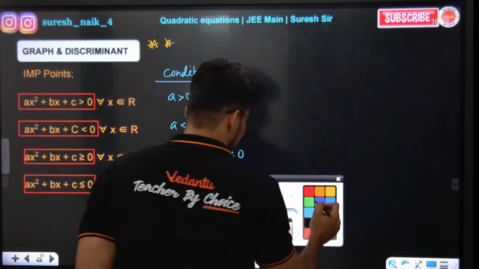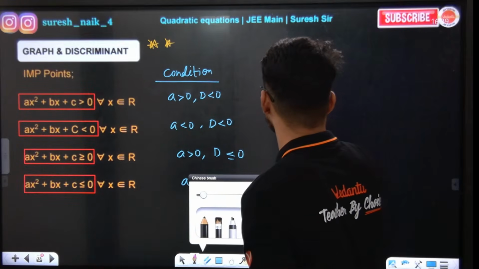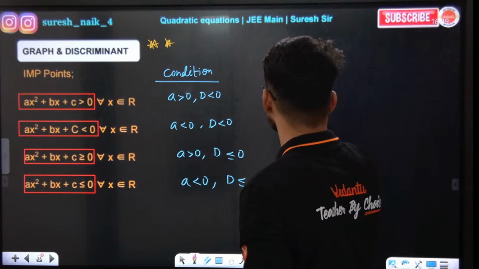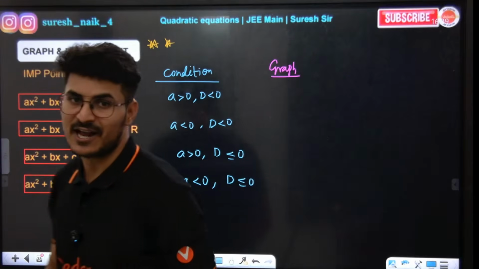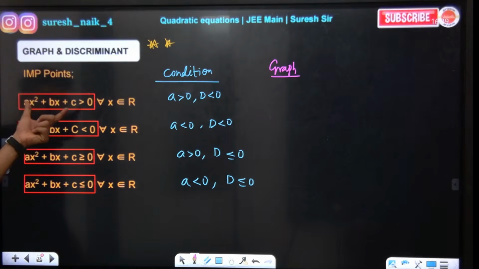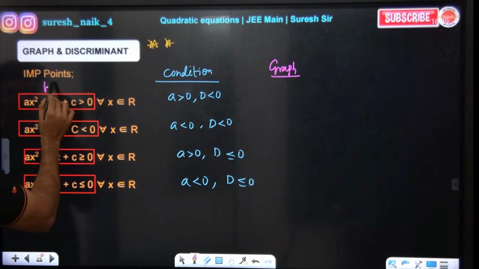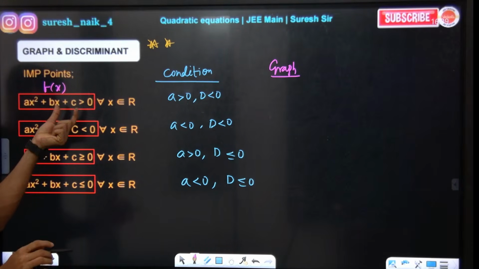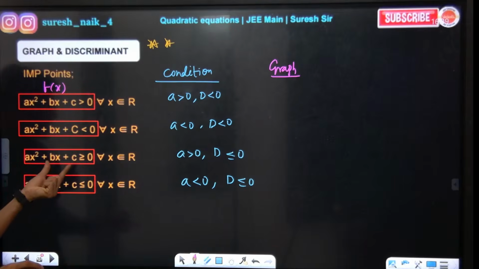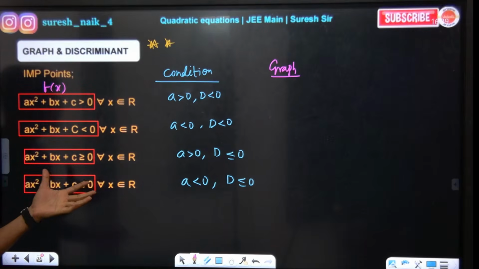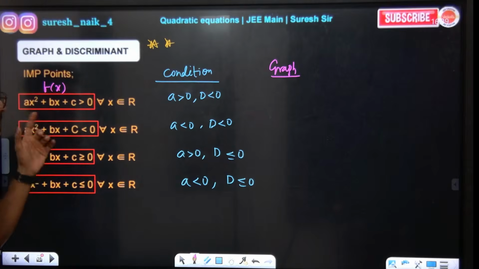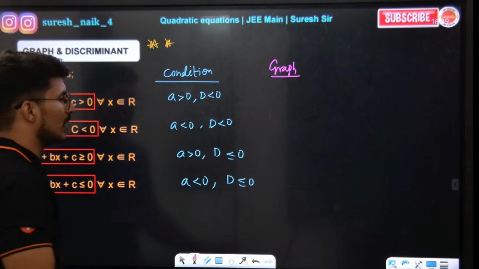So I'll write the graph. I'll draw the graph. See the graph here. How does the graph look? Sir, how will the graph be? Sir, f of x. What is this f of x? F of x positive, f of x less than 0, f of x greater than or equal to 0, f of x lesser than or equal to 0. What did Suresh Sir say? F of x means what? Y value. Okay, wow. Graph.